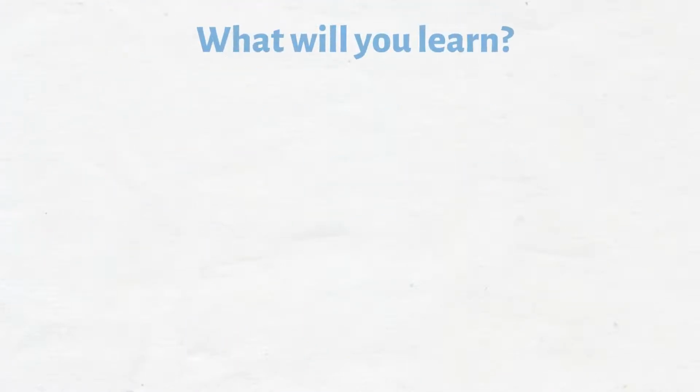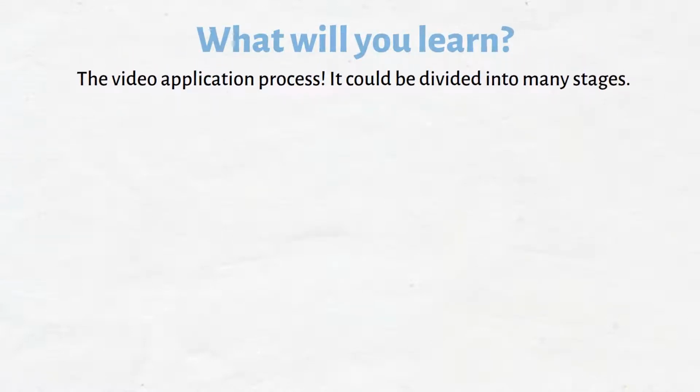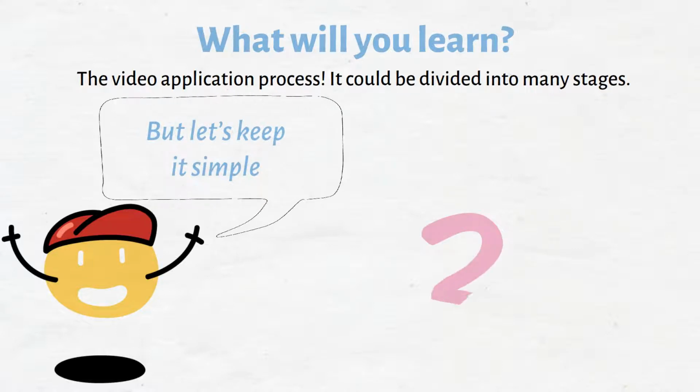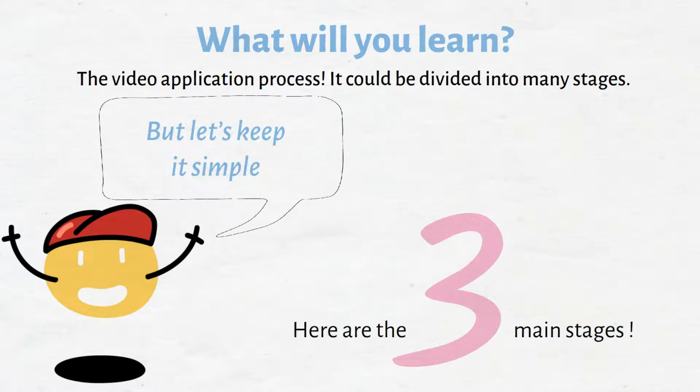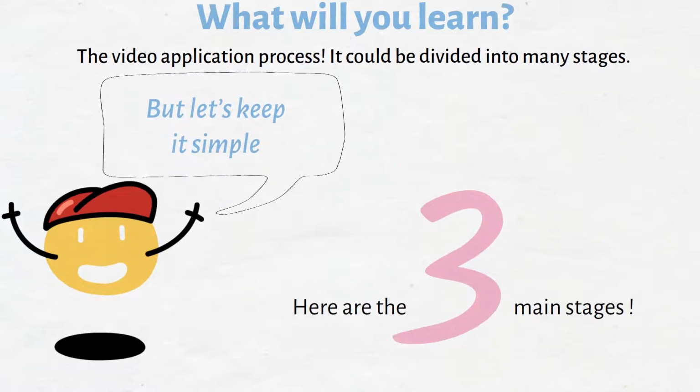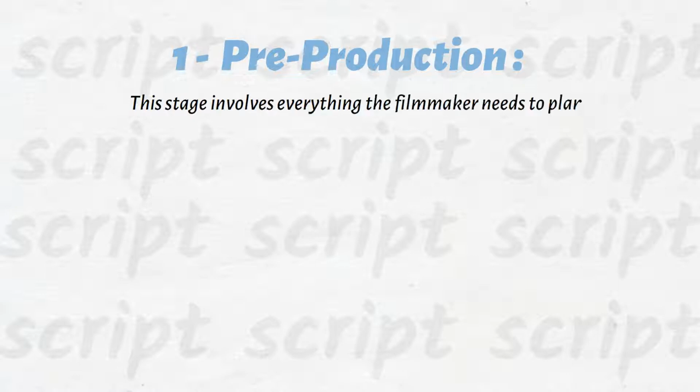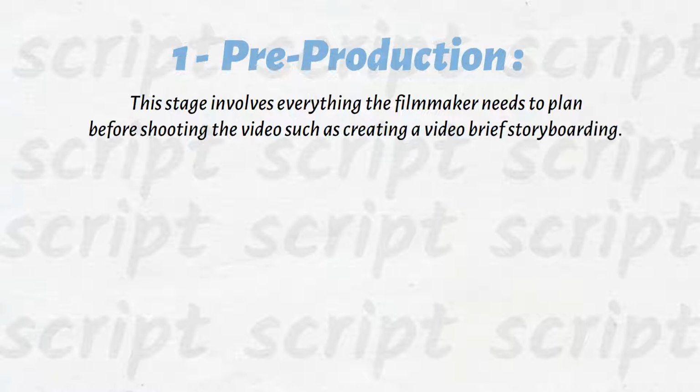What will you learn? The video application process could be divided into many stages, but let's keep it simple. Here are the three main stages. Number 1: Pre-production. Simply put, this stage involves everything the filmmaker needs to plan before shooting the video, such as creating a video brief and storyboarding.